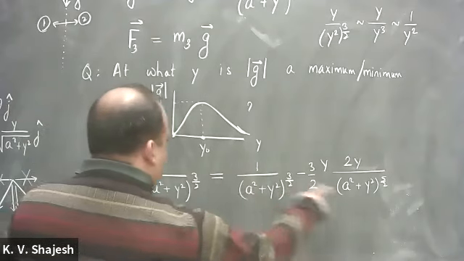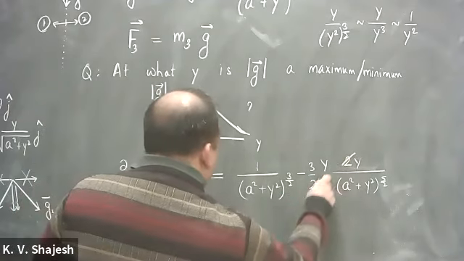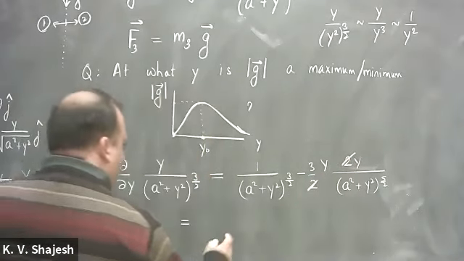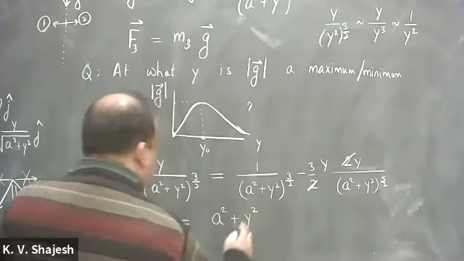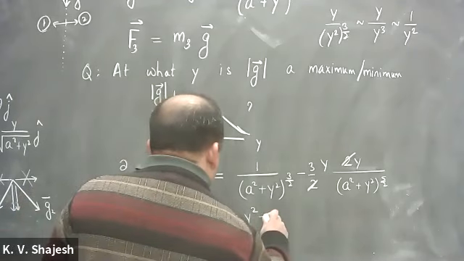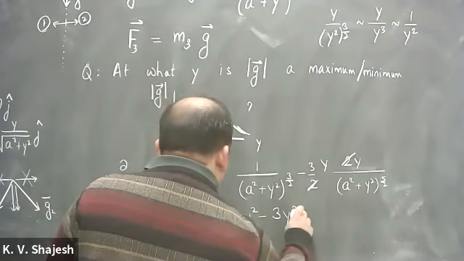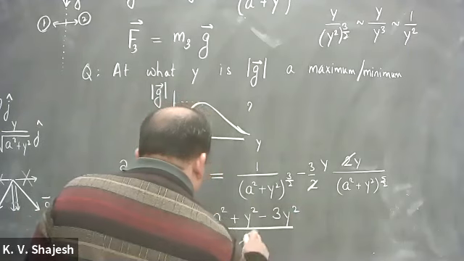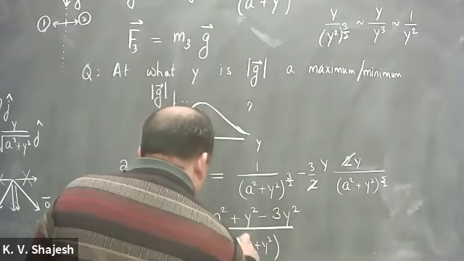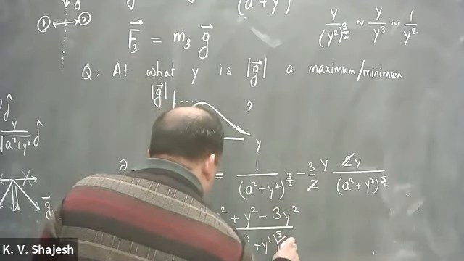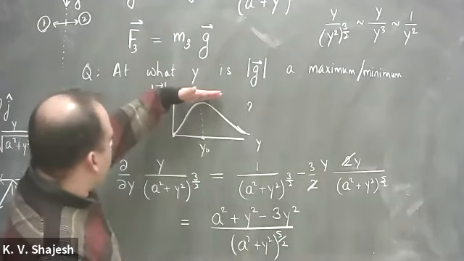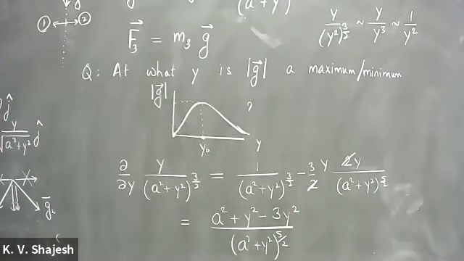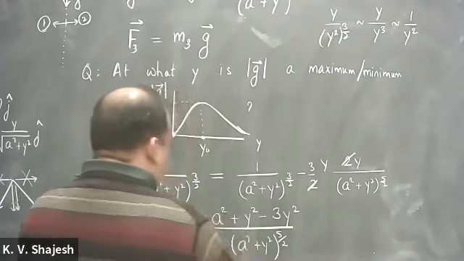So I have to make this common, so the factor 2 cancels out. So I have a square plus y square, and minus 3y square, divided by a square plus y square raised to 5/2. If I want to set this to 0, why am I setting this to 0? Because the slope has to be 0 right at that point. So whenever I set it to 0 at y naught, it's the numerator that is important.